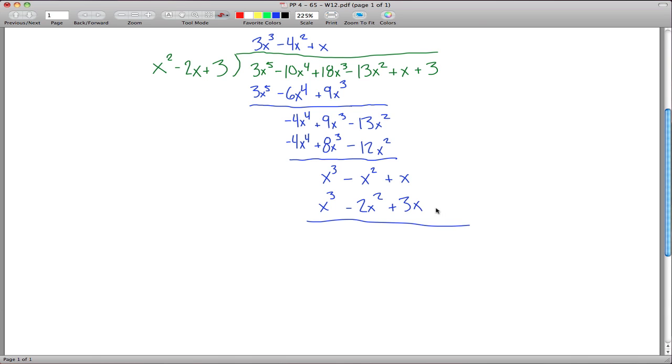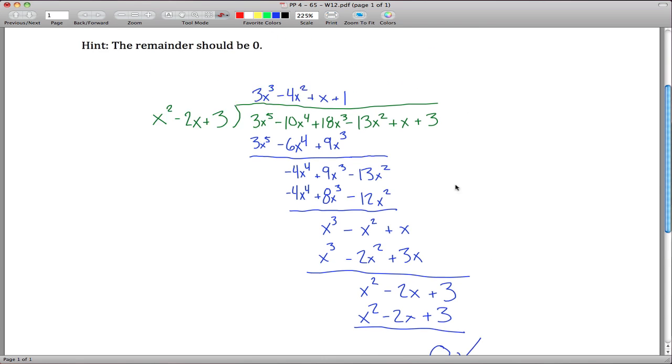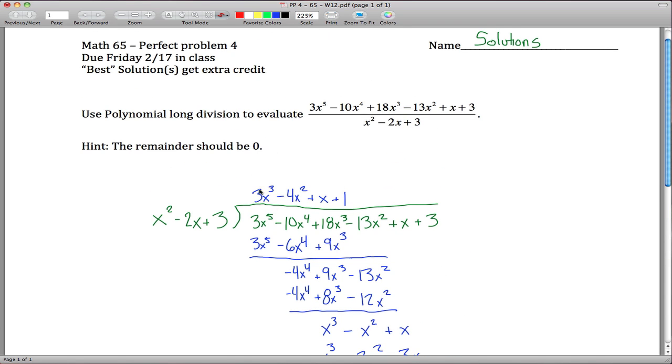And I subtract again. Negative 1 minus negative 2 is negative 1 plus 2, which is 1x squared. 1 minus 3 is negative 2x, and then I bring down this 3. And so what do I put up here to get rid of the x squared? It looks like a 1 will do the trick. 1 times this is x squared minus 2x plus 3. And sure enough, when you subtract here, you get exactly 0. No remainder, that's a good thing, which means my answer is this thing up top.